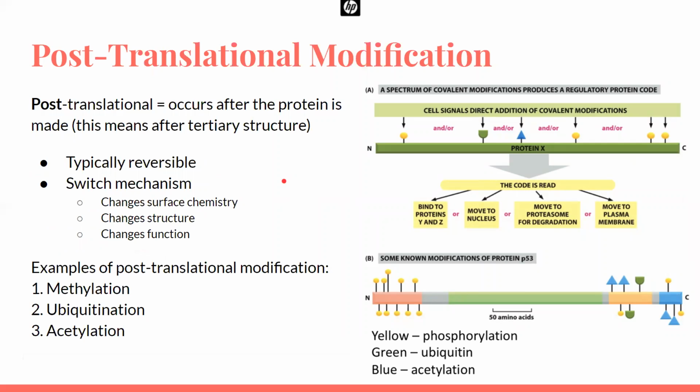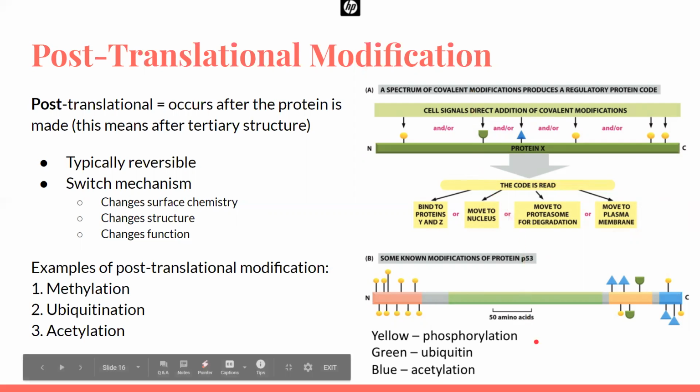So post-translational modifications occur after a protein is made to regulate function. They're typically reversible, and they're typically switch mechanisms. This means that these post-translational modifications can either change the surface chemistry, change the structure, or change the function of the protein once they are added. Some examples are methylation, ubiquitination, and acetylation. So this is basically just how this happens.